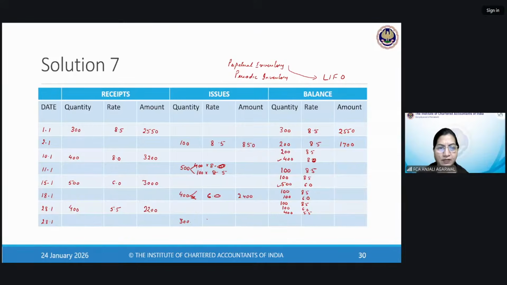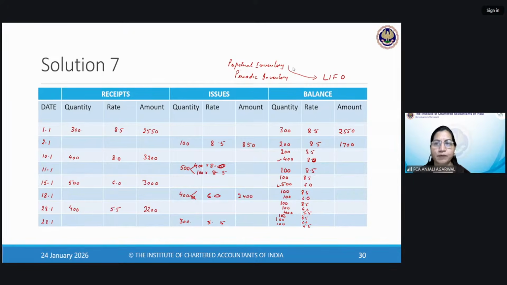So now when 300 units will be issued, they'll be issued from here, 300 at the rate of 5.5. So you will have a balance of 100, 100, 100 of all the three lots at 8.5, 6, and 5.5. So in FIFO, whatever was remaining from here. But in LIFO, 100 units from this lot, 100 from this, and 100 from this remain as closing stock.